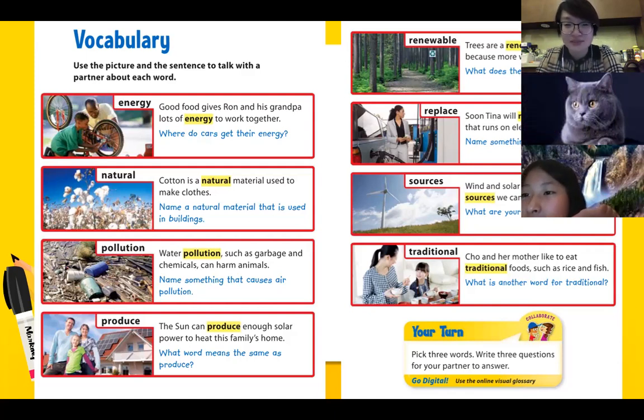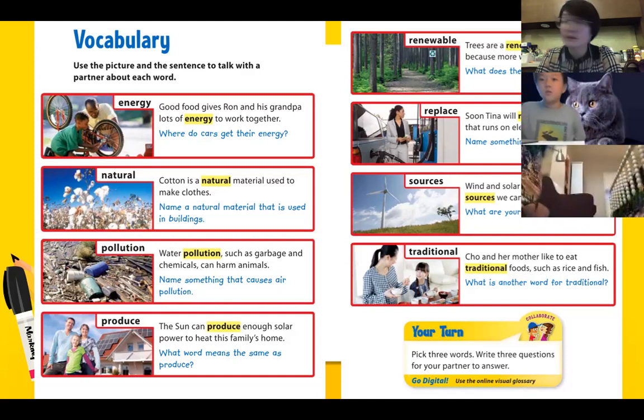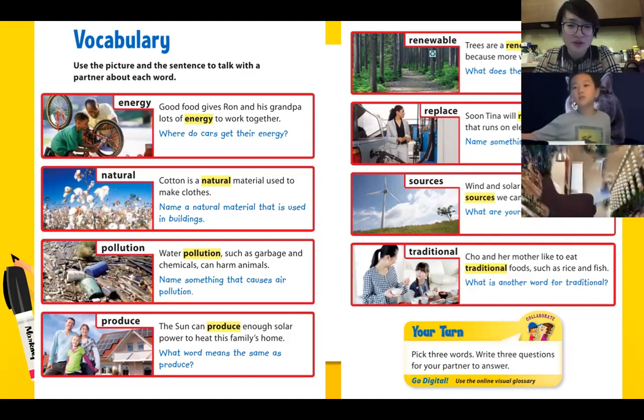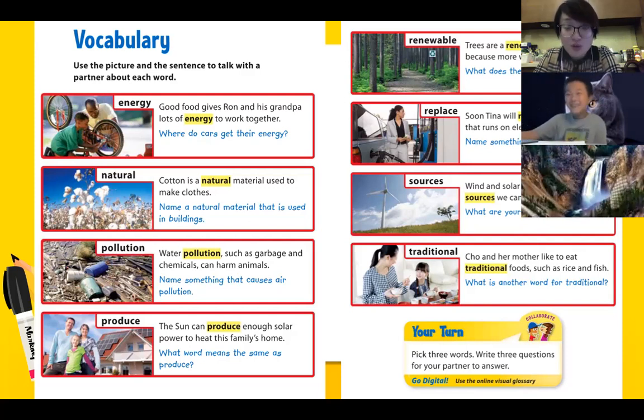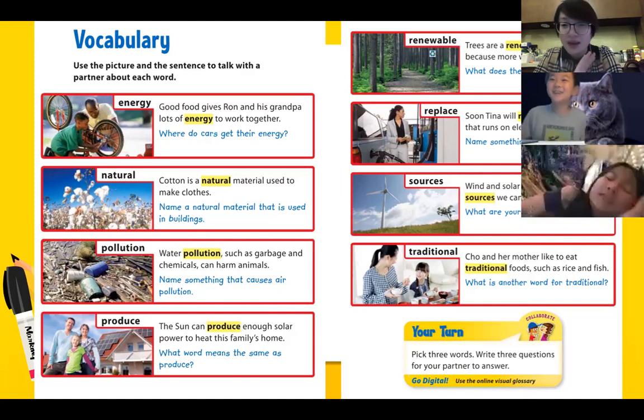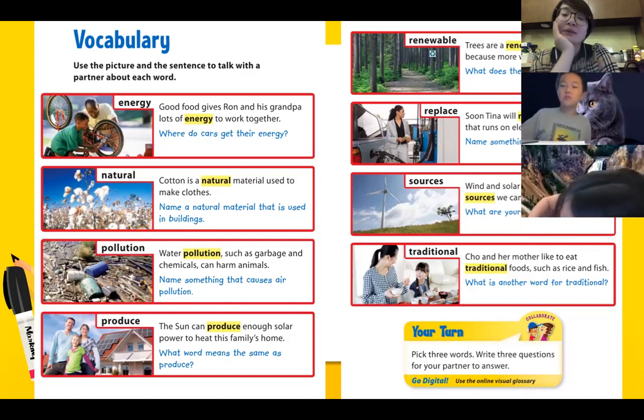Source is where something comes from. Sources is what you use, like what you can use. Actually, that's resources. Resources is something you can use. Source is where everything comes from. Like a windmill, or the water. We can make up a sentence here.